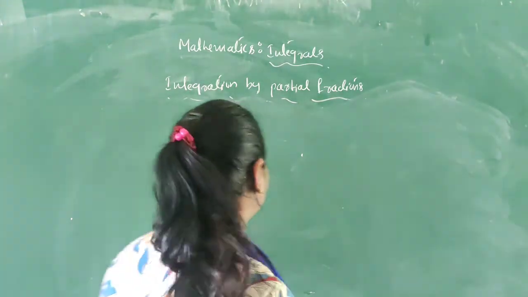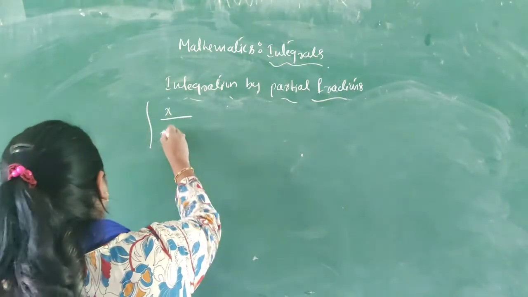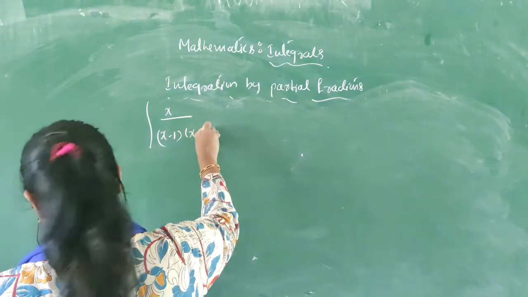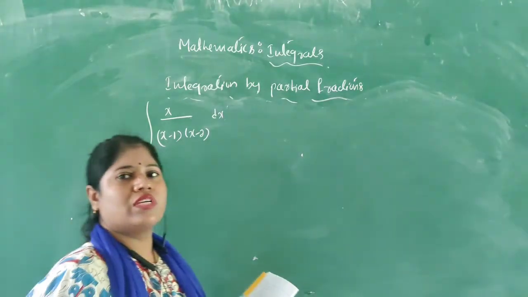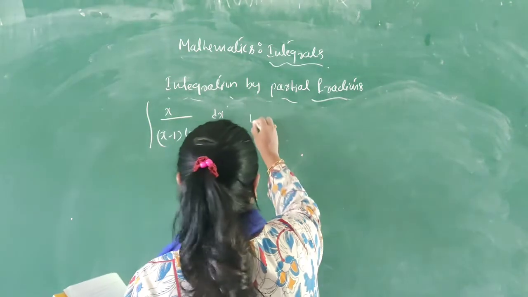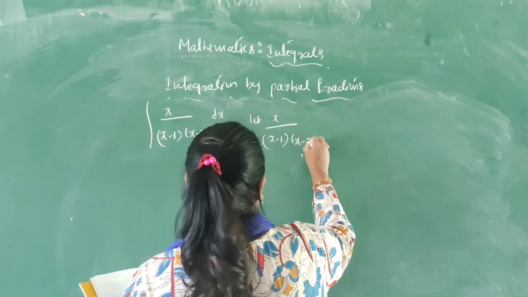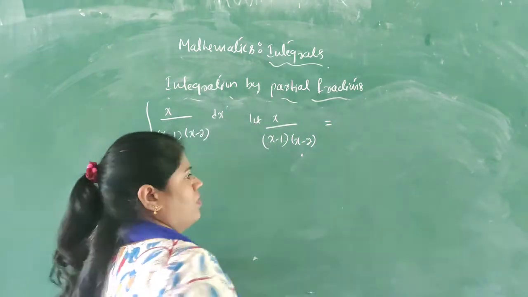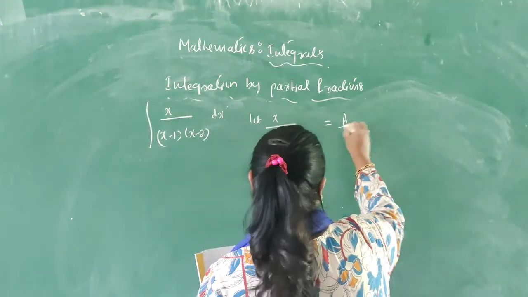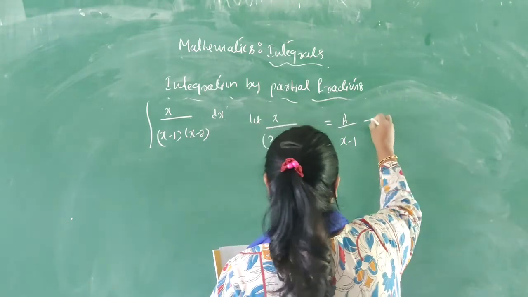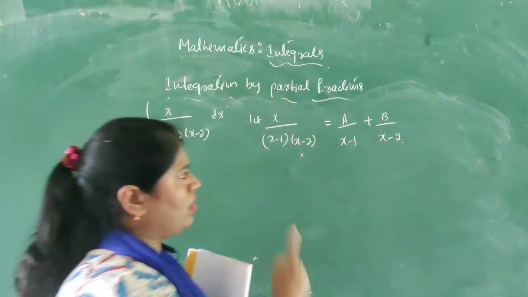Next problem is integral of x divided by x minus 1, x minus 2, dx. We have to consider let x divided by x minus 1, x minus 2. So it is also a linear equation. If it is a linear equation, you have to use the partial fraction form, which is a divided by x minus 1 plus b divided by x minus 2. So first we should learn how to write that form.